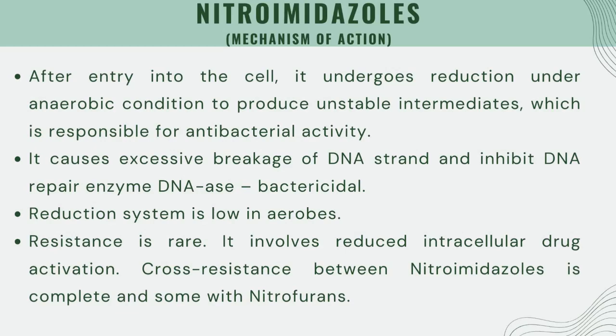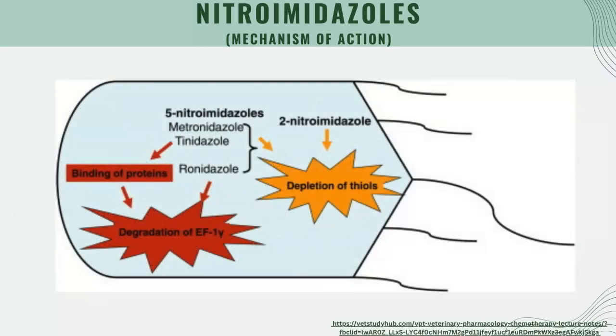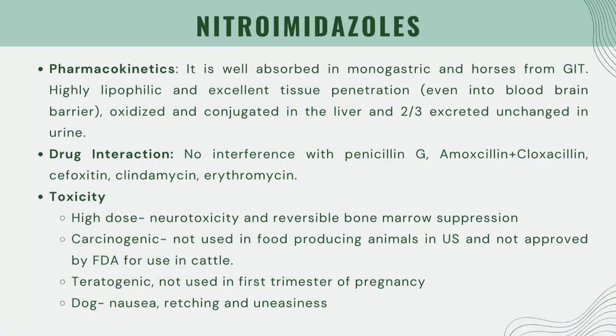Cross-resistance between nitroimidazoles is complete and some with nitrofurans. Here is an illustration of the mechanism of action of nitroimidazoles. Pharmacokinetics. It is well absorbed in monogastric animals and horses from GIT, highly lipophilic and excellent tissue penetration, even into blood-brain barrier. Oxidized and conjugated in the liver and 2/3 excreted unchanged in urine.